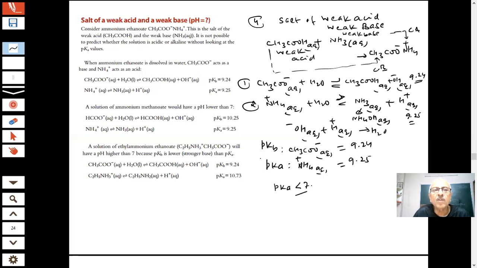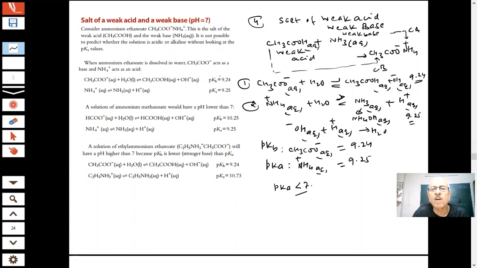So here we have to see the values. This is almost equal, a very slight difference. So whether the solution will be acidic or basic will be decided by their pK values. Only when I look at the pK value will I be able to say whether the solution will be acidic or basic.